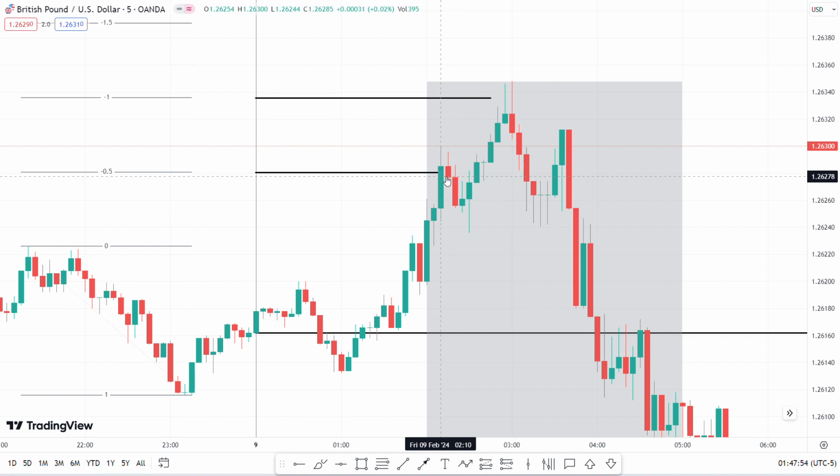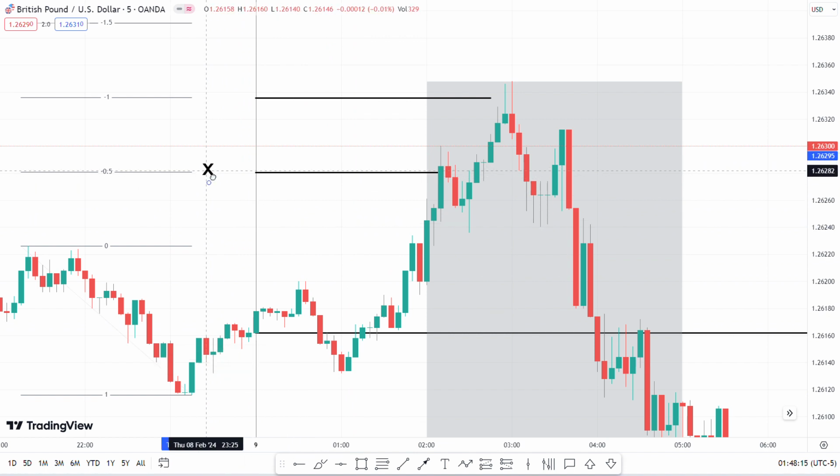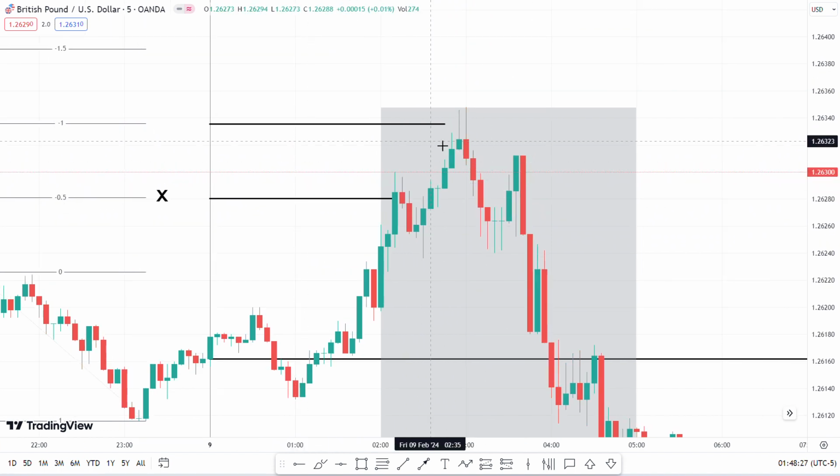You don't see a fair value gap inside here, so you ignore it. Make it X. You ignore this level, it didn't make a fair value gap. Price traded higher than this swing high. Now you look at the next level.